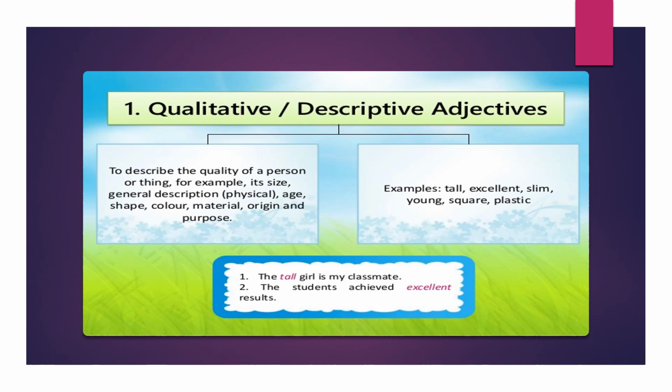The students achieved excellent results. So what kind of results were achieved by the students? Excellent result. So any such word that is giving you a quality or a description of a noun is termed as a qualitative or descriptive adjective.